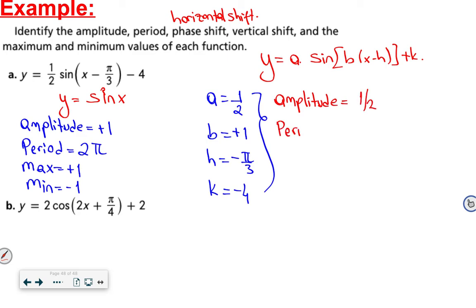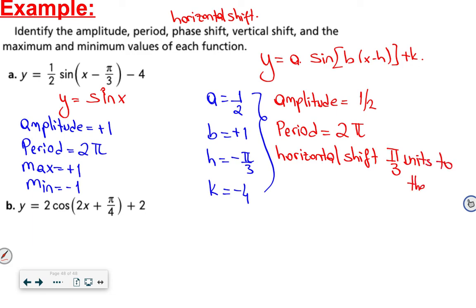Period is not going to change because your B is 1, so 2 pi is going to be your period. Negative pi over 3 is h, which means that your horizontal or phase shift is pi over 3 units to the right. And the vertical shift is 4 units down.